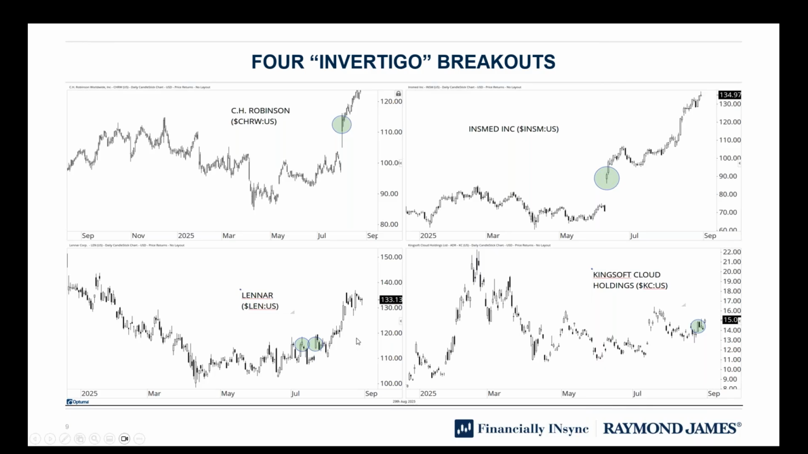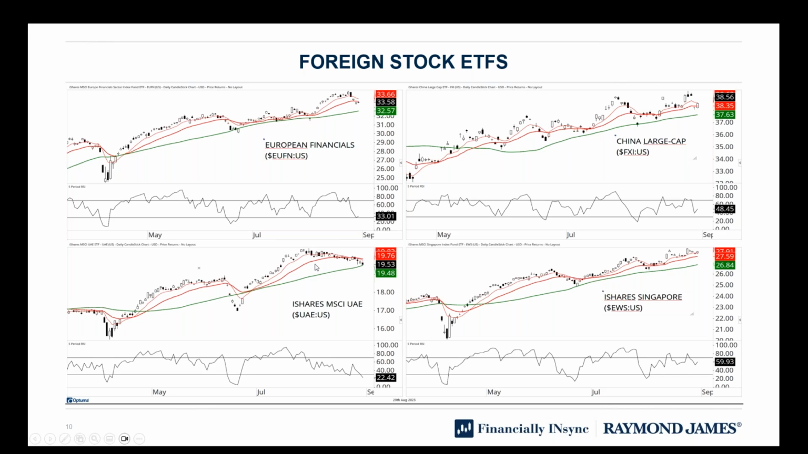I think D.R. Horton we've talked about before, but the bottom line is that breakouts have been working. Stocks have been breaking out, and suddenly that demand exceeds supply, and they've been running, and that's a positive fact. Let's look at some of these foreign stock ideas here.